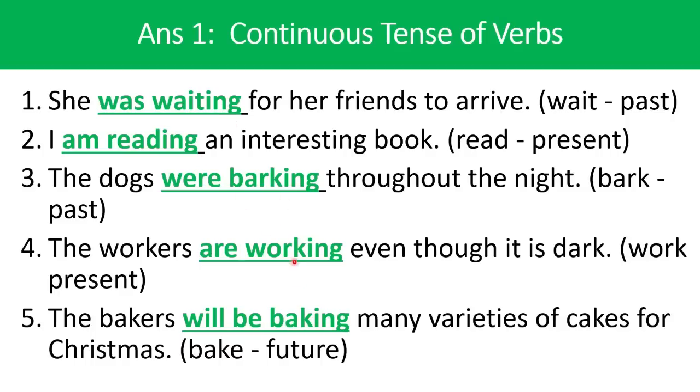Always the same form, -ing. Now what changes is the helping verb. So when we have past, here is a singular subject, so we say was waiting. She was waiting for her friends to arrive.